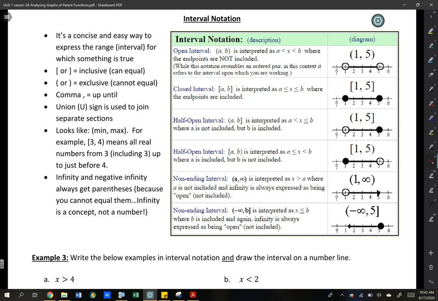You may want to just take a quick look at these bullet items. We'll talk through them very swiftly here. It's a concise and easy way to express a range. It's like shorthand for intervals. Brackets are inclusive, parentheses are exclusive, a comma equals up until, U is the union sign. We would have a minimum and a maximum in our interval. And infinity and negative infinity always get parentheses because you cannot equal them. Infinity is a concept, not a number.